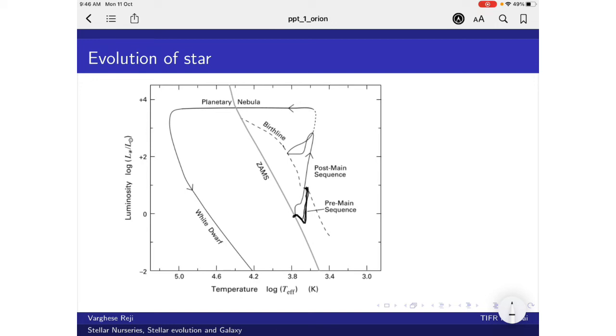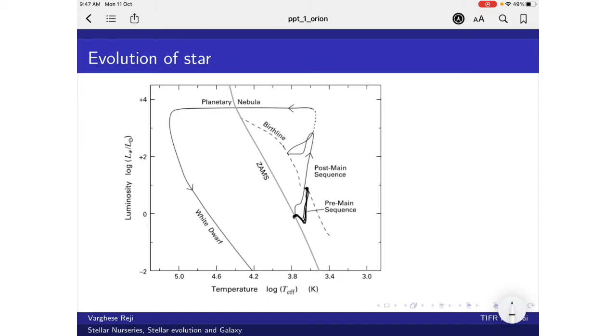sequence. After some millions of years, it joined to the main sequence. All these are happening on a time scale of millions of years, not a certain process. So then it is joined to the main sequence. This ZAMS means zero age main sequence. When it joined to the main sequence, that means nuclear fusion is happening at the core of the star. It is continuing. When it joined to the main sequence, then the star reaches the equilibrium condition. Then the energy production is continuing at the core, and that energy will reach the surface of the star and it will radiate away.